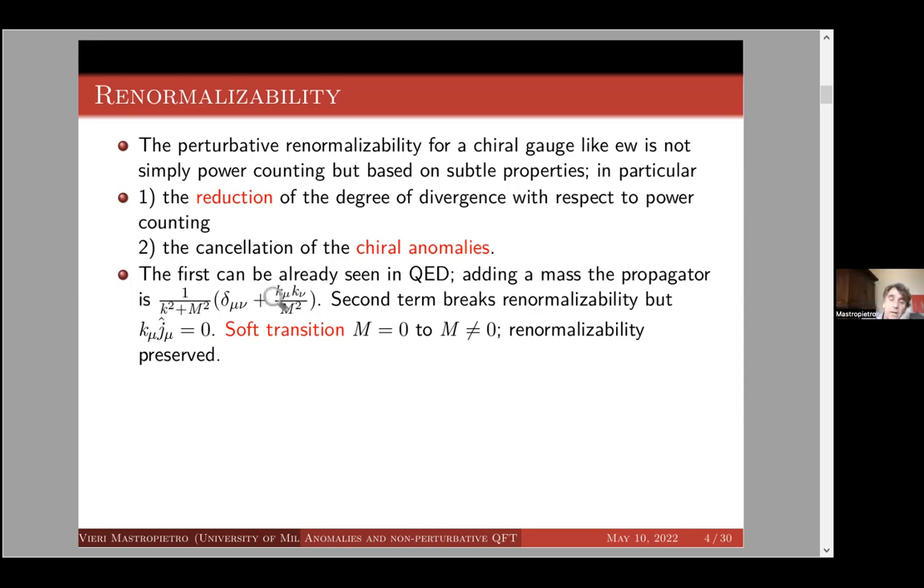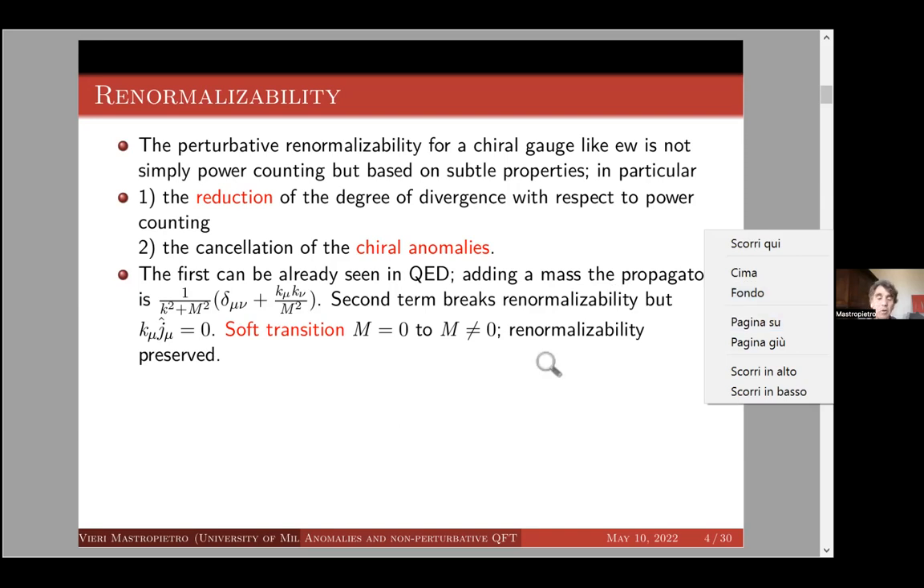Anyway, this is the argument. This conservation of currents says that this part disappears. The conclusion here is that you don't have simply to look at this first point, the reduction of the degree of divergence. Renormalizability is not simply power counting, because you should have this part, but this part disappears. So this is a cancellation.